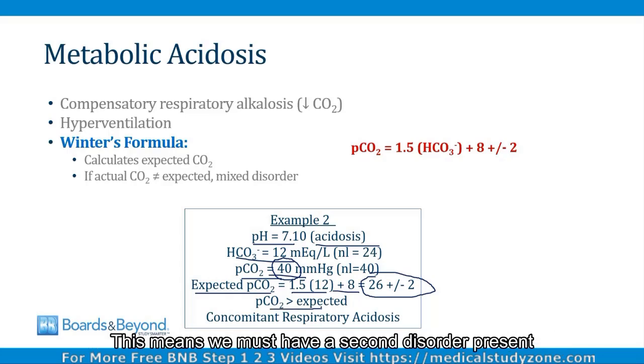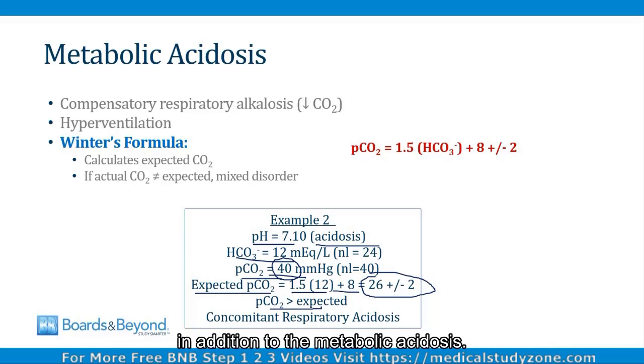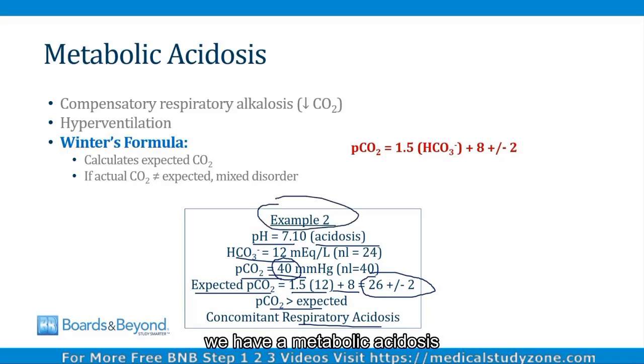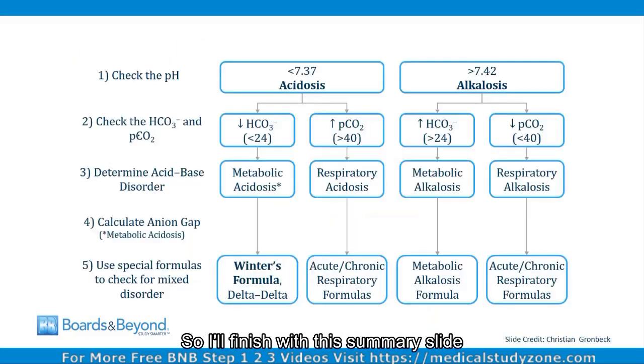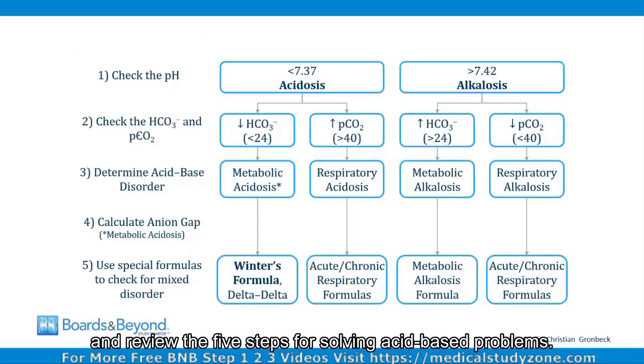This means we must have a second disorder present in addition to the metabolic acidosis. And the type of disorder that causes your PCO2 to be too high is a respiratory acidosis. So in this example here, example number 2, we have a metabolic acidosis with a concomitant respiratory acidosis. And the way we were able to uncover the secondary disorder is through applying Winter's formula. So I'll finish with this summary slide and review the 5 steps for solving acid-base problems.